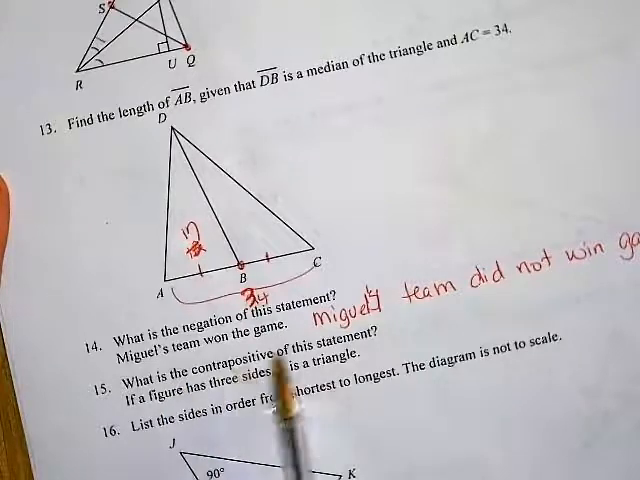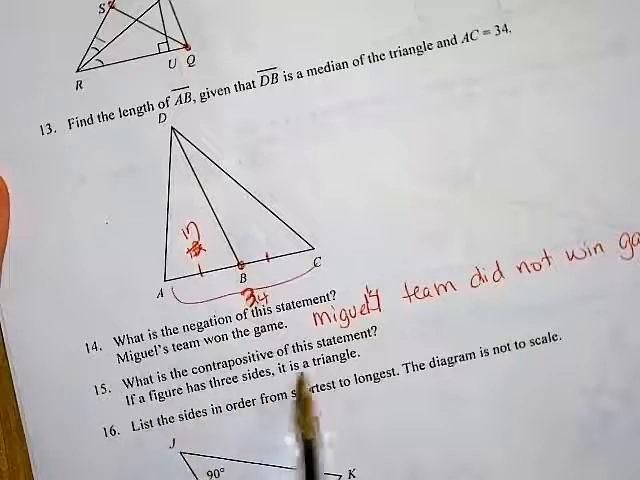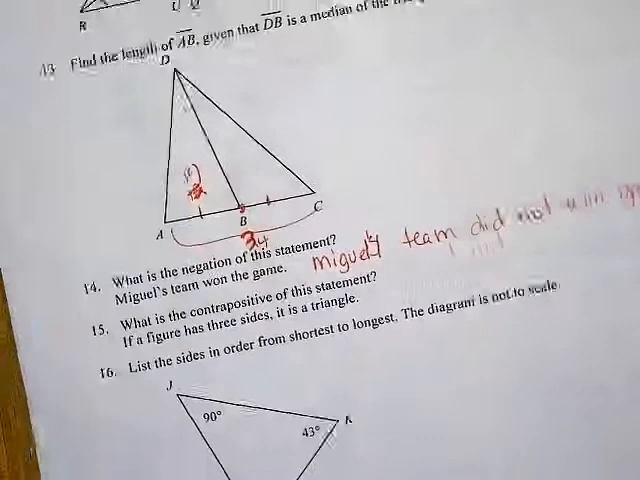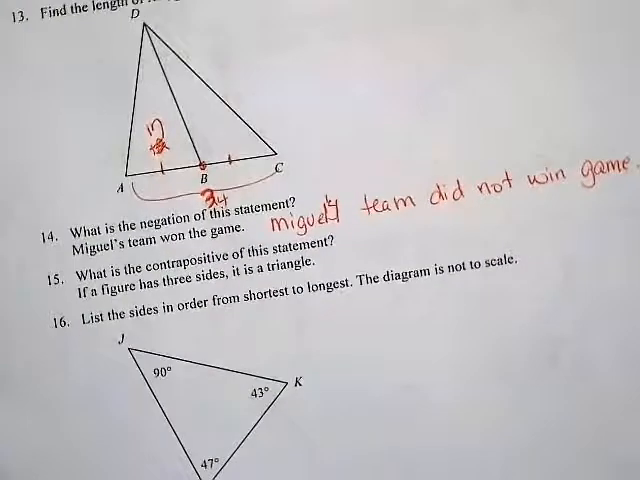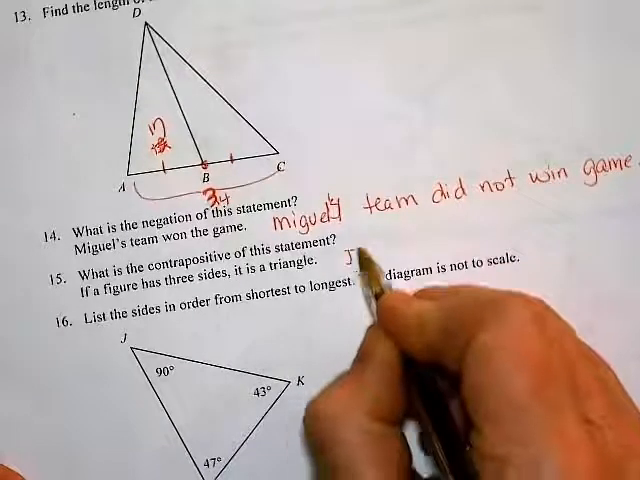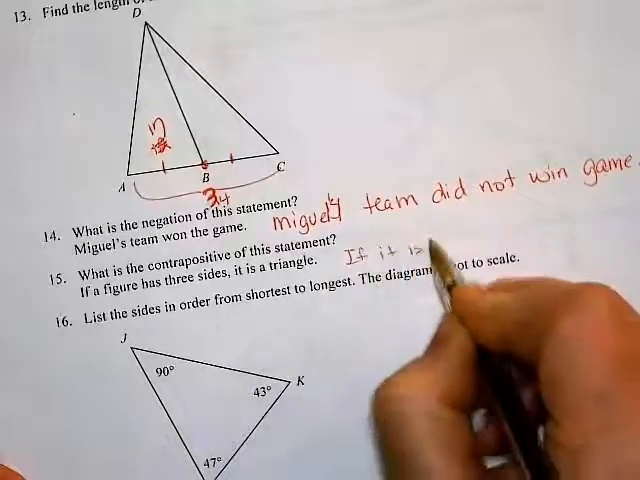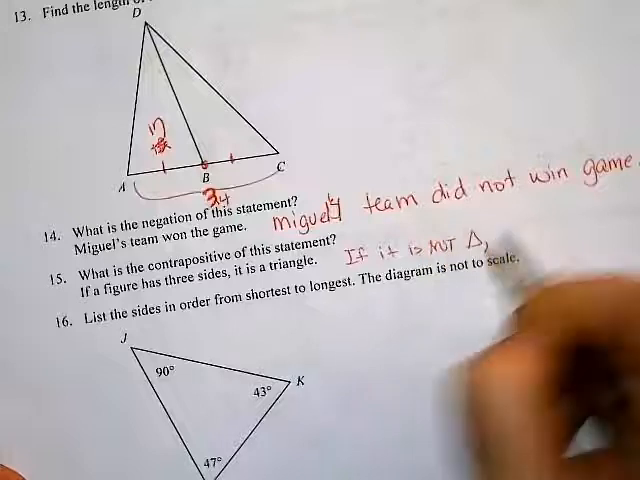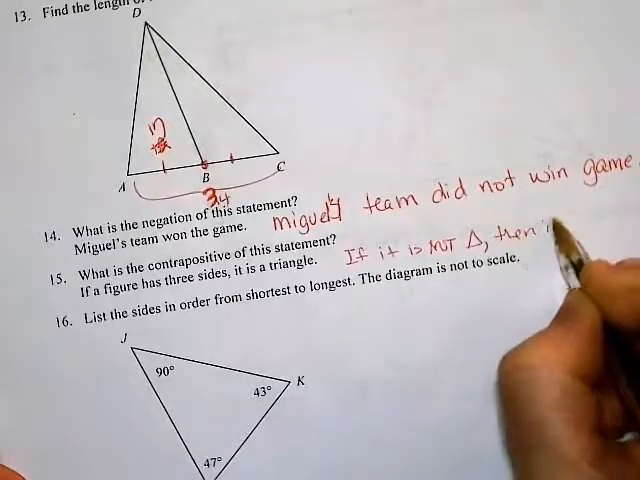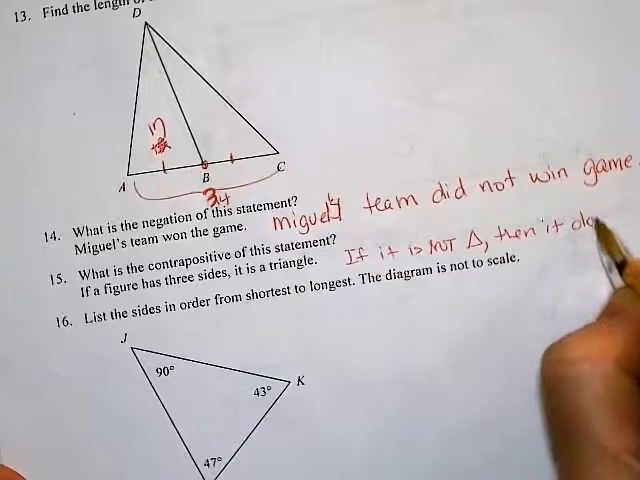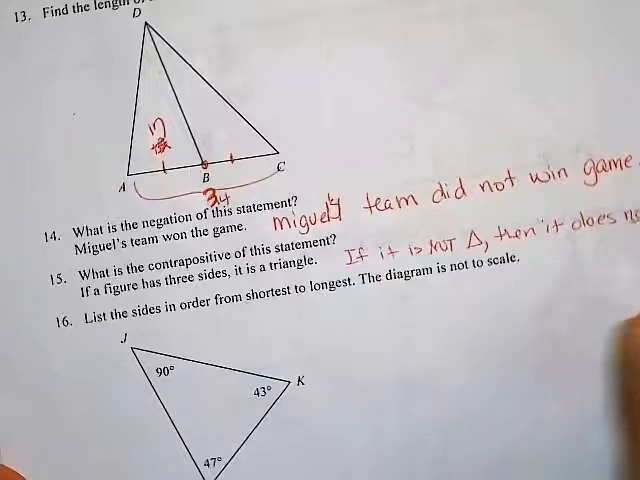What's the contrapositive? If a figure has three sides, it's a triangle. The contrapositive does what? It switches them and makes them negative. So if it is not a triangle, then it does not have three sides.